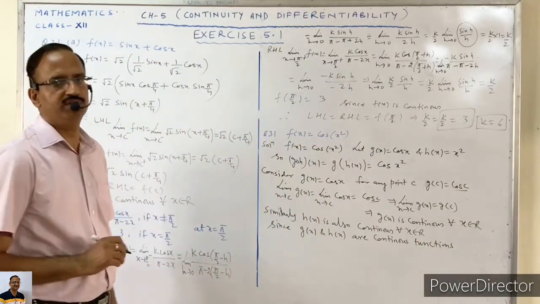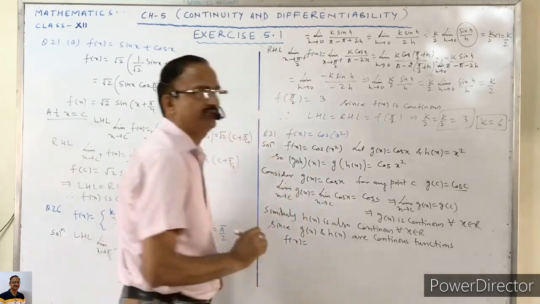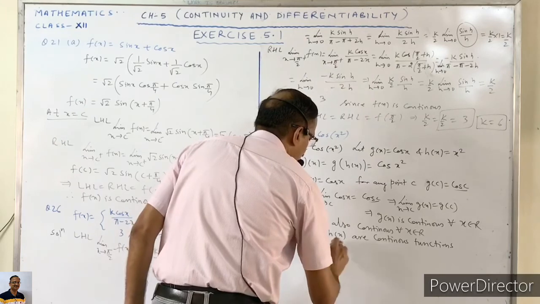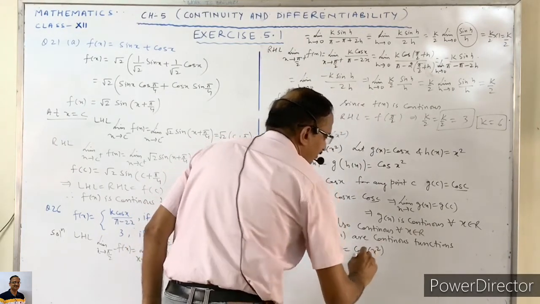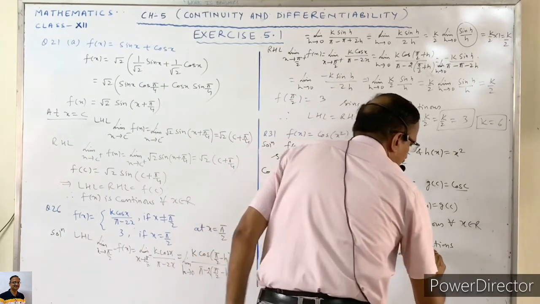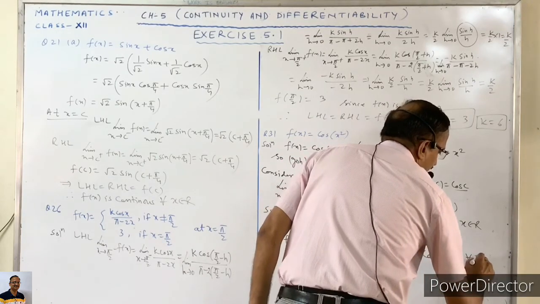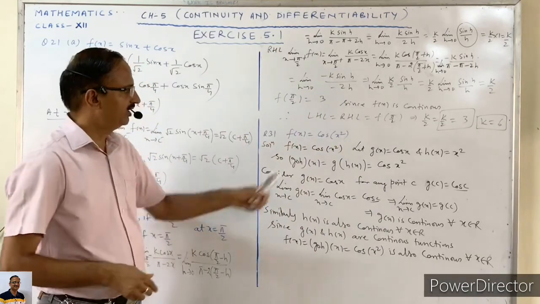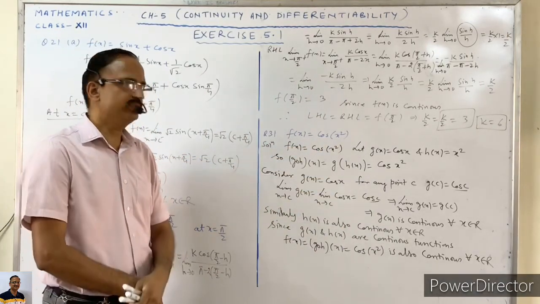so their composition function f(x) means g o h of x, it means cos x square is also continuous for all x belongs to R. So in this way, this function is continuous for all x belongs to R.